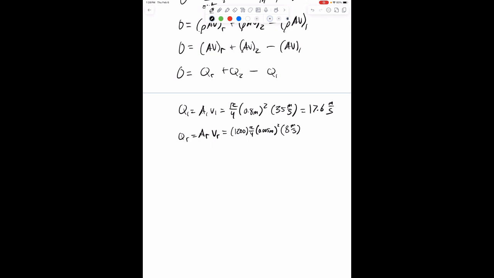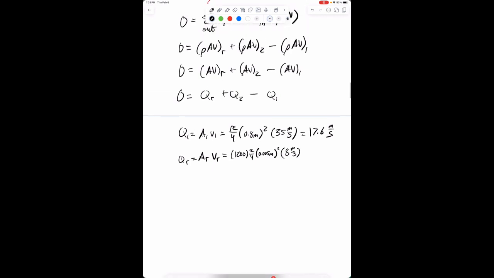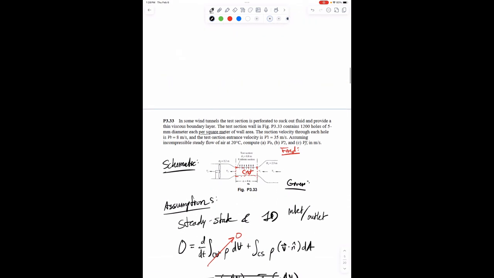Okay, so once again, this 1,200 holes is with respect to... it's 1,200 holes per, yes? The units would be meters cubed per second, right? Yes, that's correct. It's 1,200 holes per square meter along your test section. So the holes are all around your test sections.